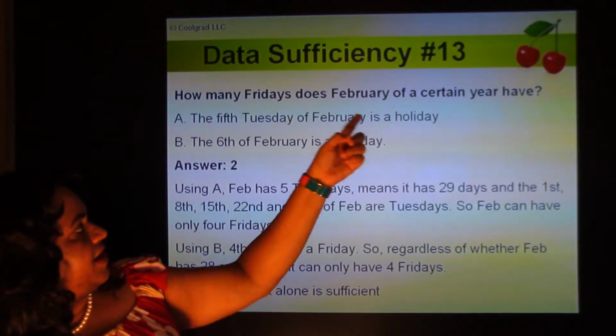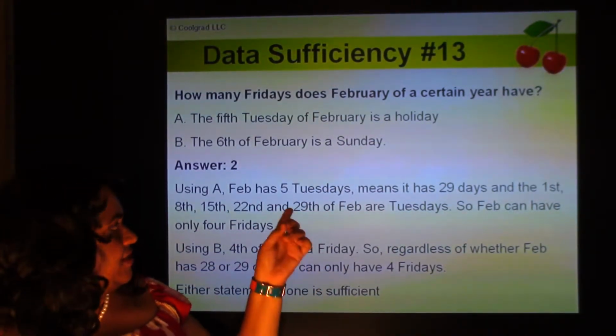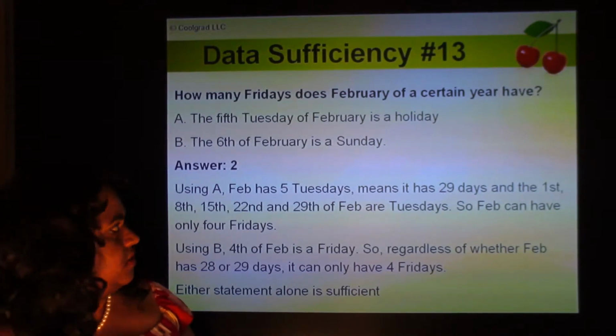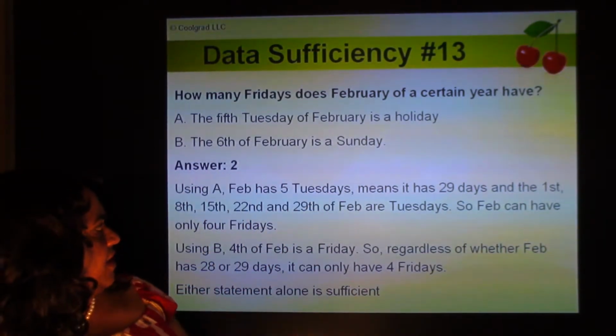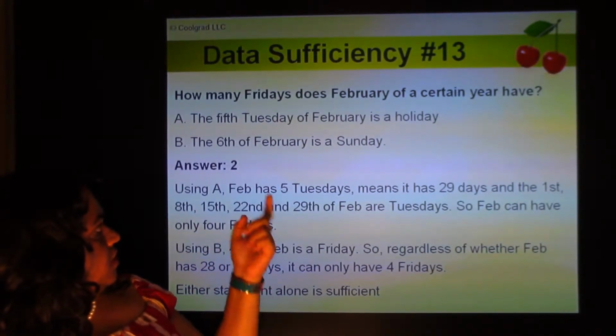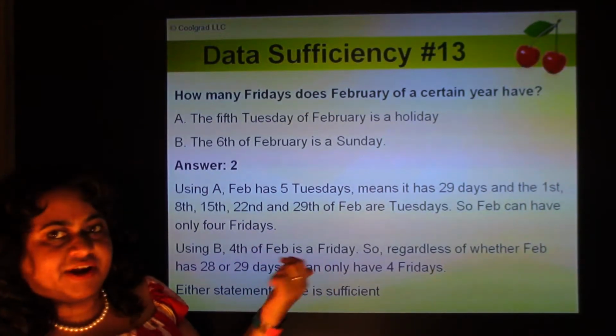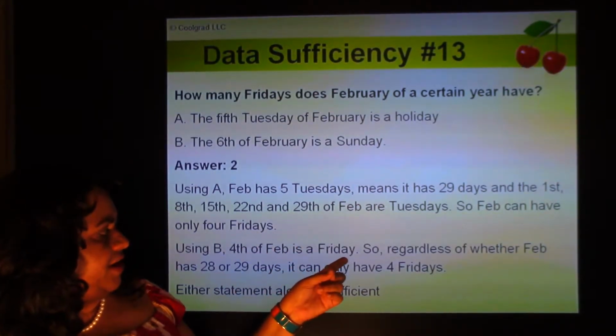So how many Fridays does February have? It can only have 4 Fridays. So using statement A alone, we can answer this question. The 6th of February is a Sunday. Using statement B alone, 6th of February is a Sunday. So therefore, the 4th of February must be a Friday. So Friday, Saturday, Sunday. 4th of February is a Friday.